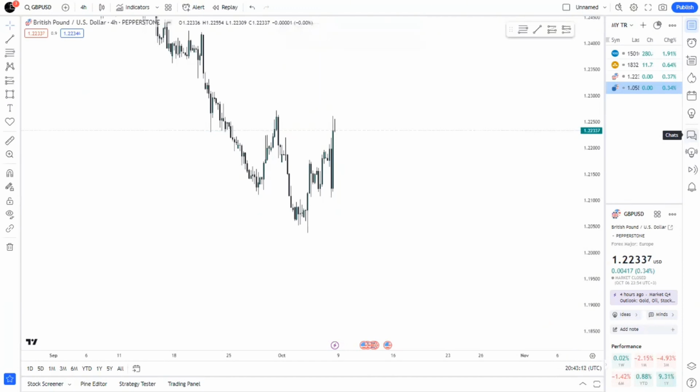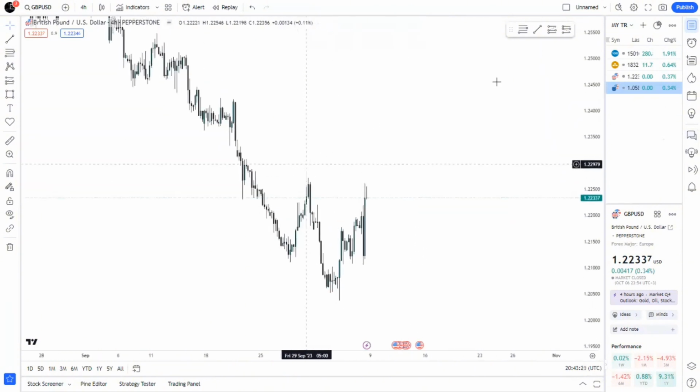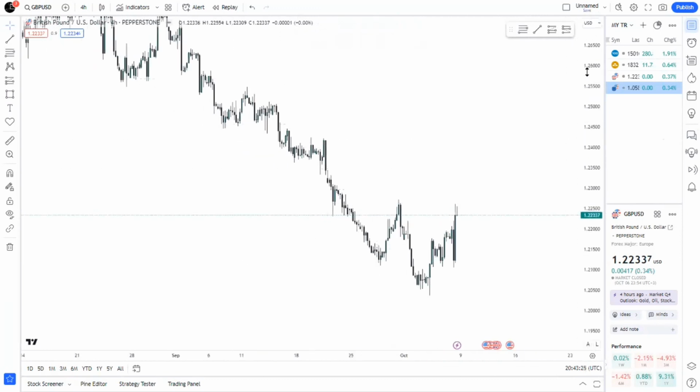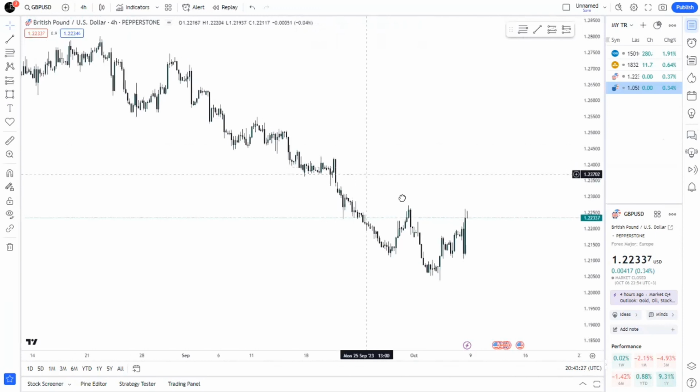Today's class, and today we are on GBP/USD, which is Great Britain pounds against the US dollar. So today's class we're going to be talking about trend, support, and resistance. All right, so first of all, we're going to be looking at trends now.